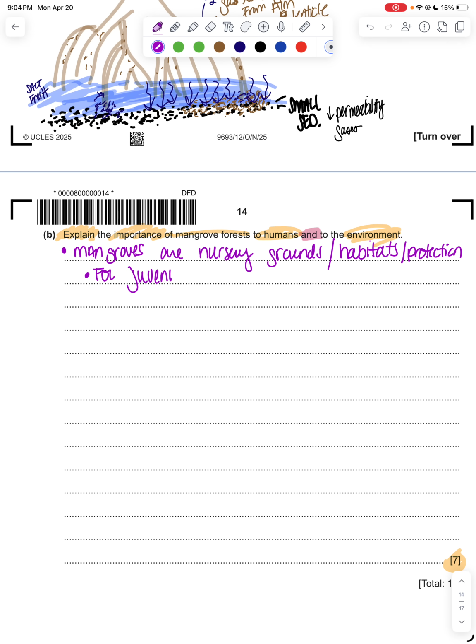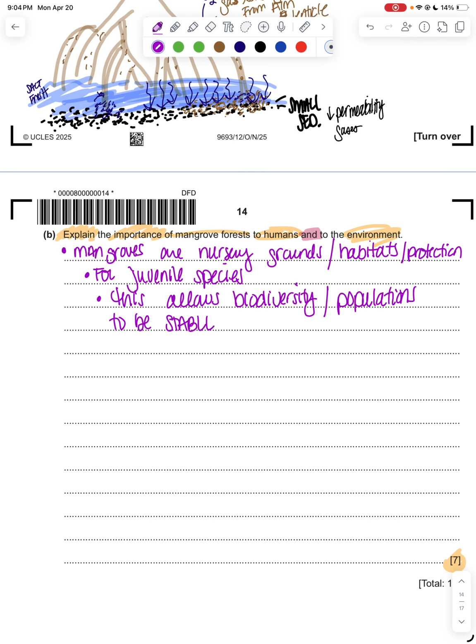For juvenile species, like our future food. This allows biodiversity, or like our organism populations, to be stable or maintained.